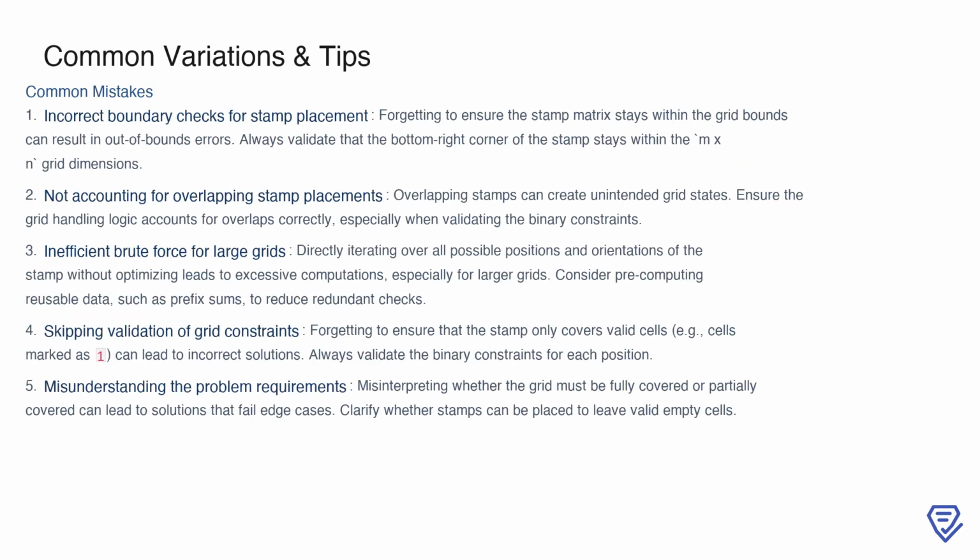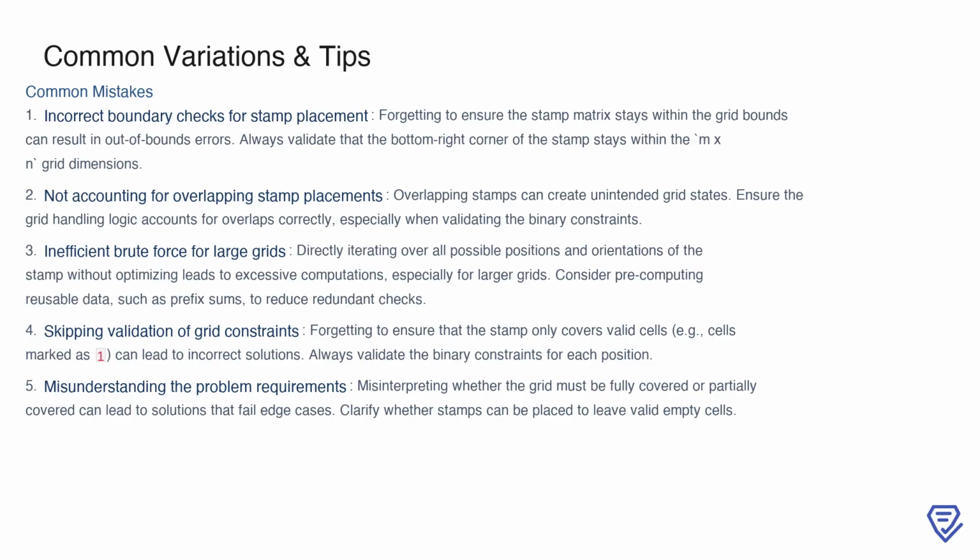When working on the stamping the grid problem, there are several common mistakes to watch out for. First, boundary checks are crucial. If you forget to ensure that the stamp fits entirely within the grid's dimensions, you could end up with out-of-bounds errors. Always verify that the bottom right corner of the stamp matrix stays within the bounds of the M x N grid. Another frequent issue is overlooking how overlapping stamps interact. Overlapping placements can create unexpected grid states, so your implementation should carefully handle overlaps, especially when verifying binary constraints.